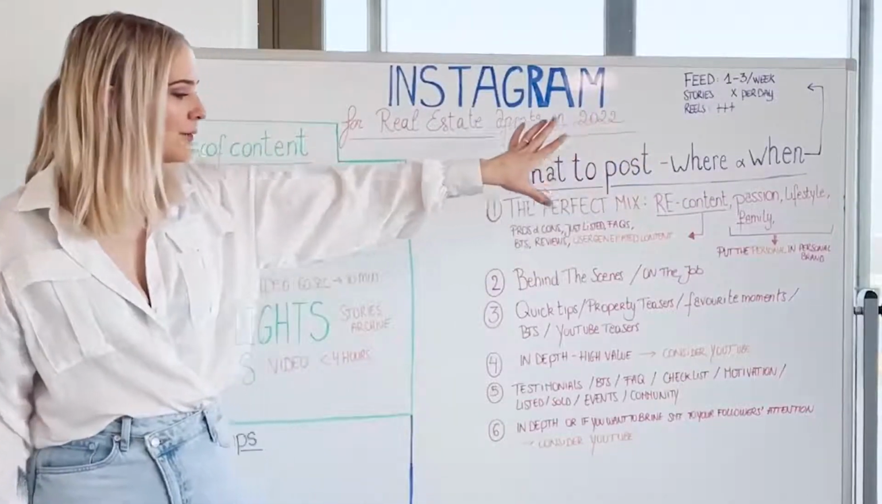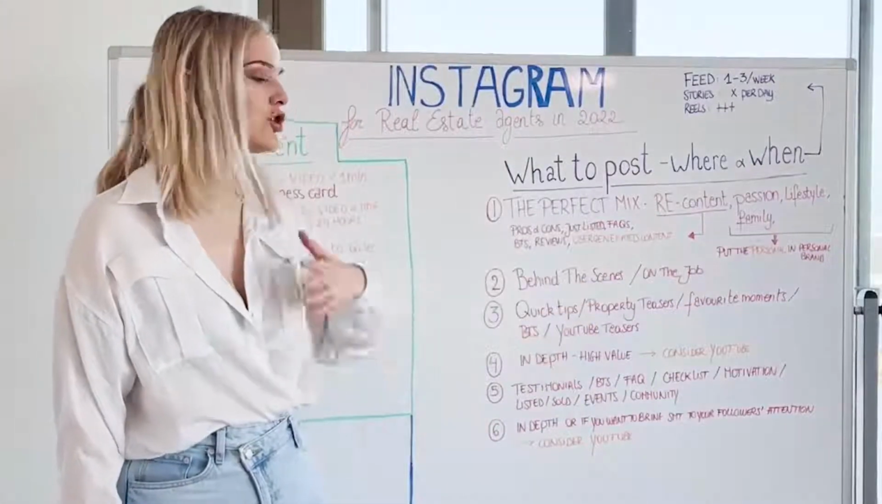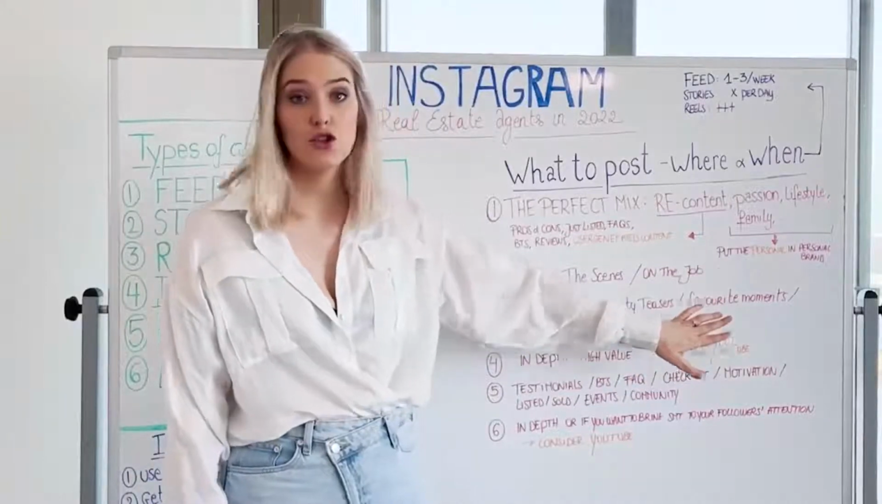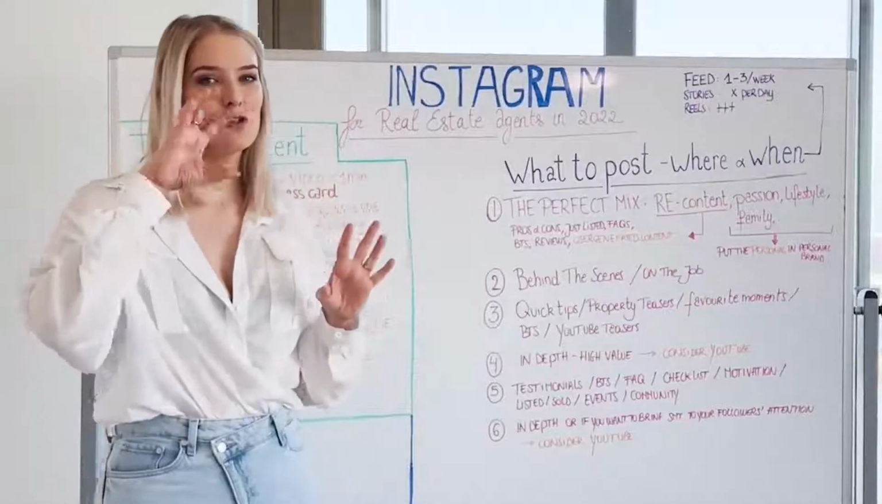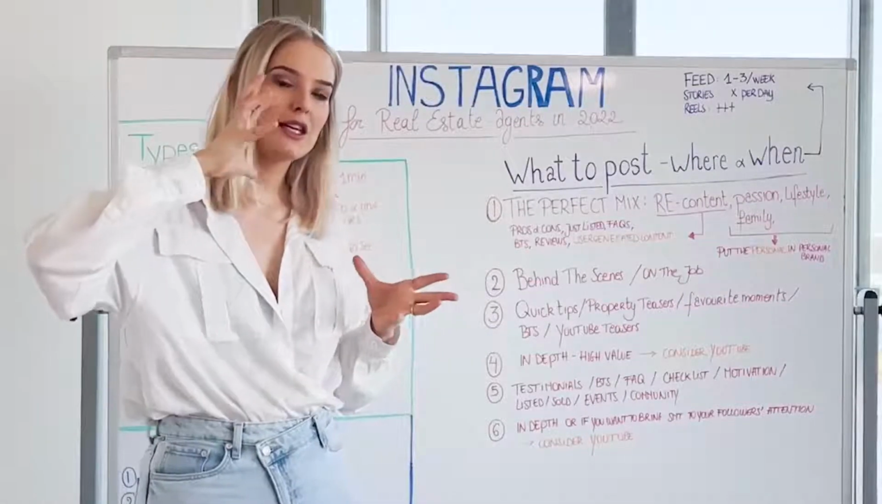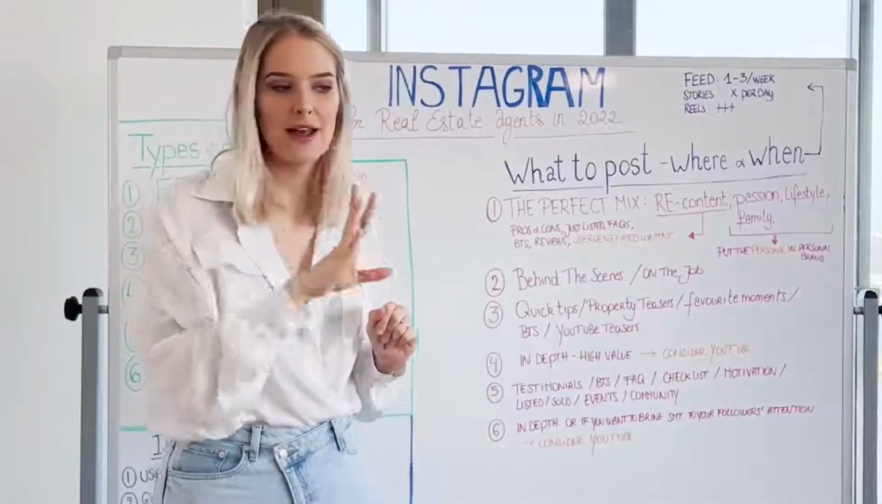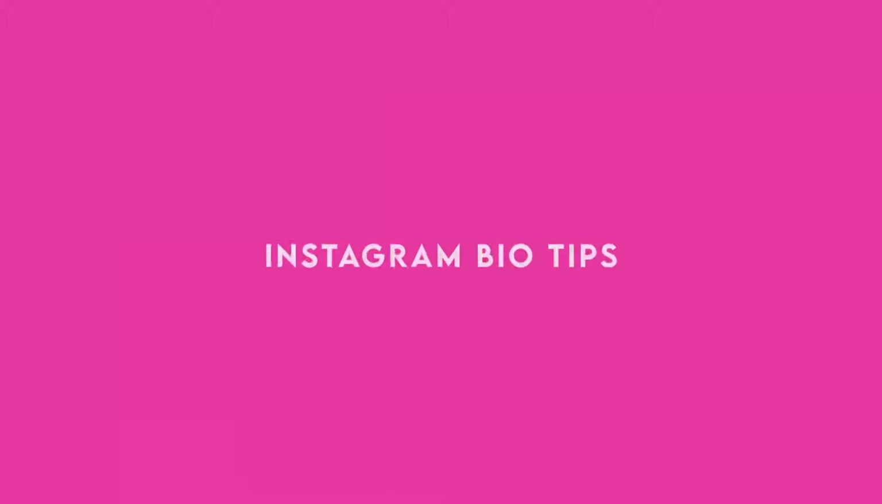All right, so we've covered what types of content there are, what you should be posting, where and when. Now, we've briefly touched upon the fact that the search algorithm in Instagram isn't as powerful as the one that YouTube has. Of course, YouTube is a search engine, but that doesn't mean that you can't tweak and play on the Instagram search algorithm a little bit. And where you do that is actually in your Instagram bio.